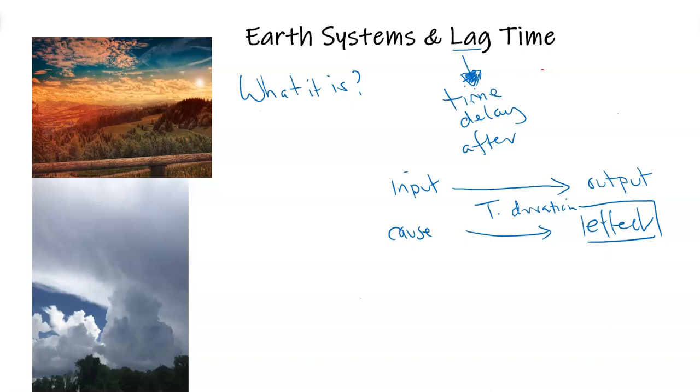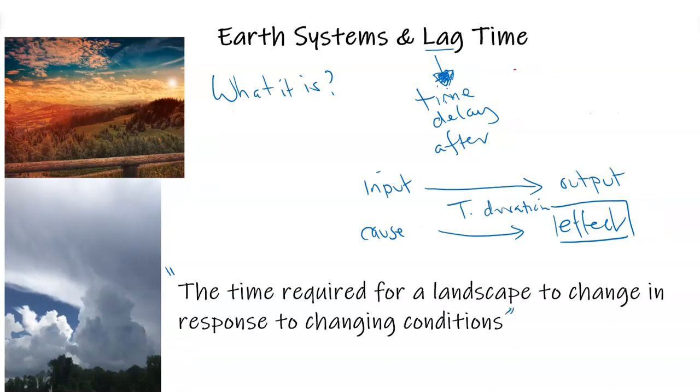So what this really looks at is a definition: the time required for a landscape to change in response to changing conditions. So obviously change is a major part. Obviously we've got the time required, so a certain duration, and there's going to be a resultant change to the conditions.